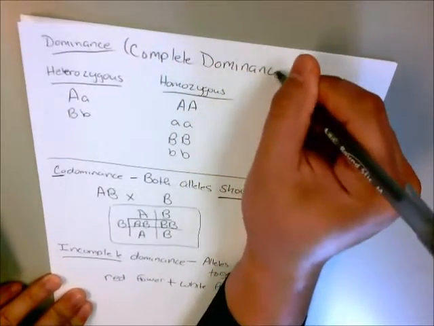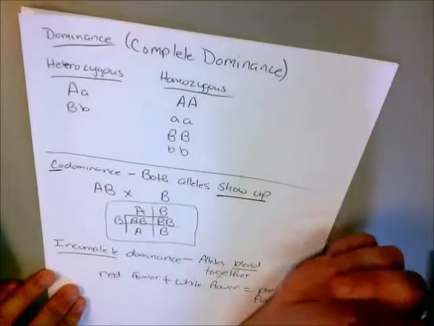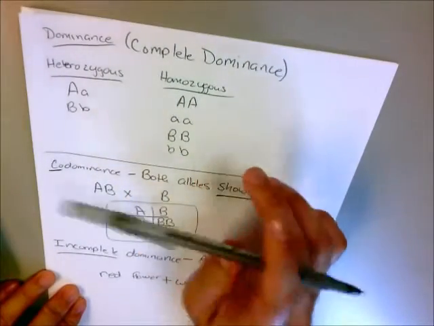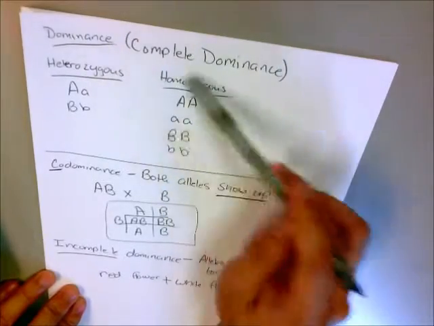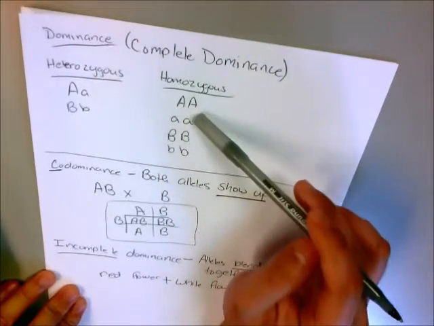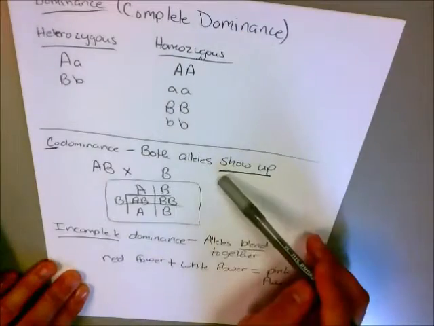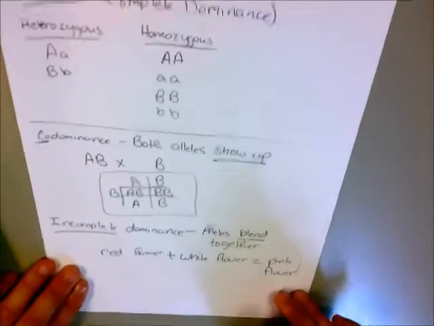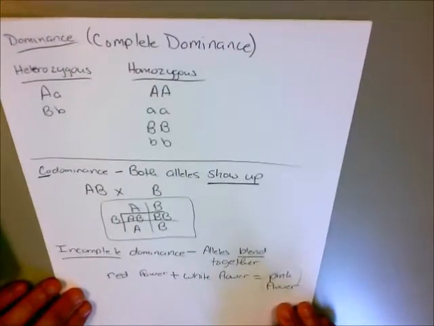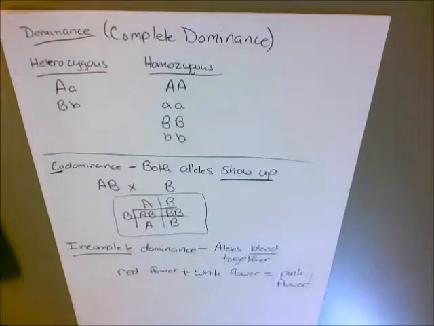In any case, this is complete dominance. This is when you can absolutely have one of your alleles show up. So A, B, B, B, whatever. This is complete dominance, the thing that you're completely used to making Punnett squares on. Codominance is where they both show up, and incomplete dominance is where they blend together. All right. So these are the 3 kinds of dominance. Let me get all that on screen for you guys. There you go.